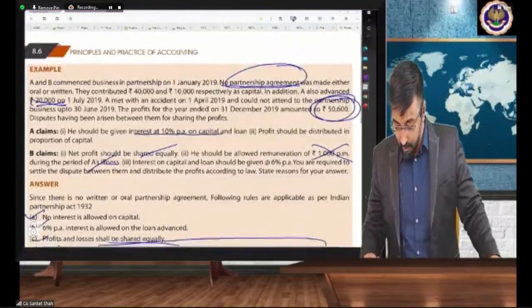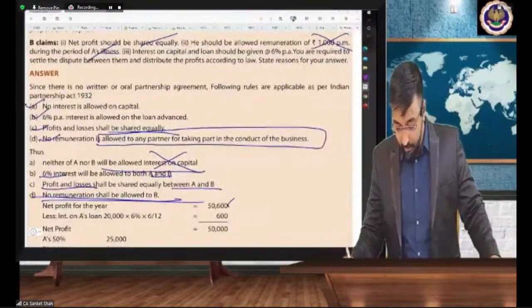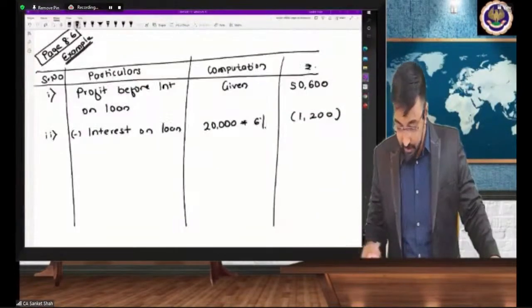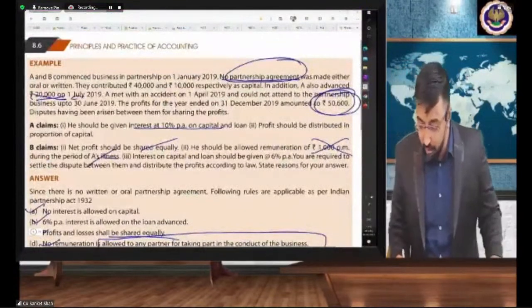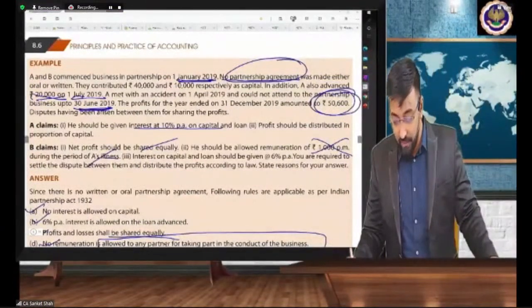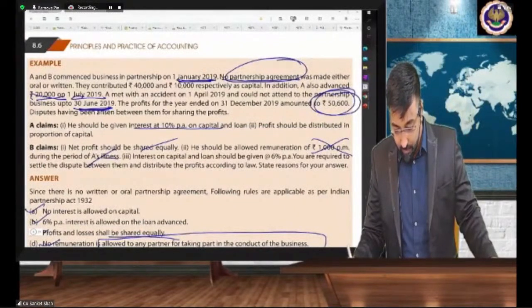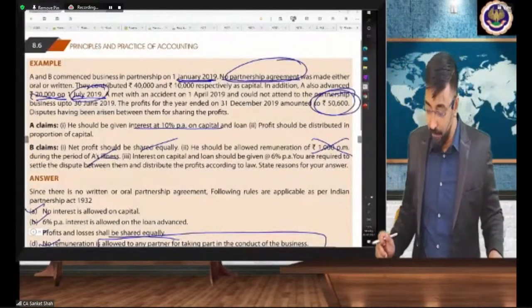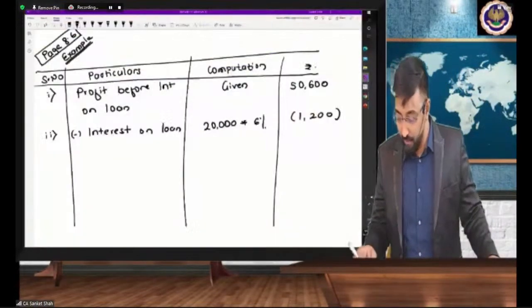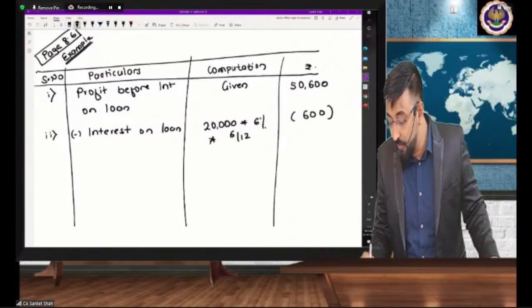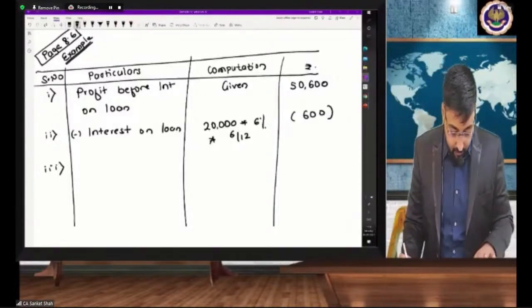Correct? So what is the profit for distribution? Sorry, it is a 20,000 loan amount at 6%. Wait. Okay, it is only for business up to 30th June, from 1st January to 30th June. The loan is given on 1st of July and the year ends on 31st of December. So it's my mistake. The loan is only for 6 months, so the amount will be 600. And Roman 3, yes, it's my mistake.